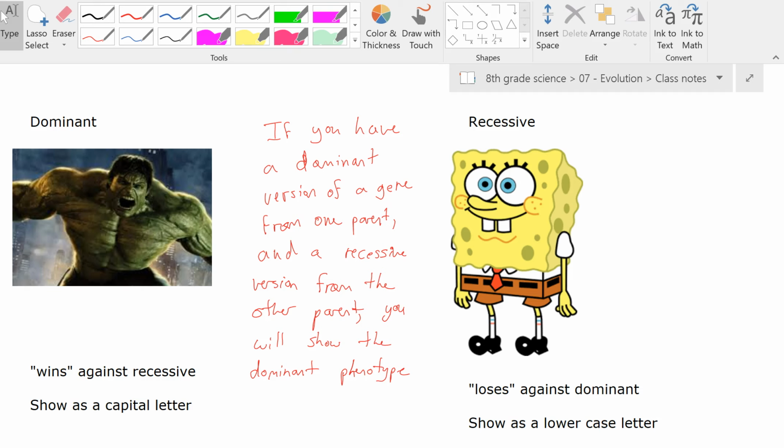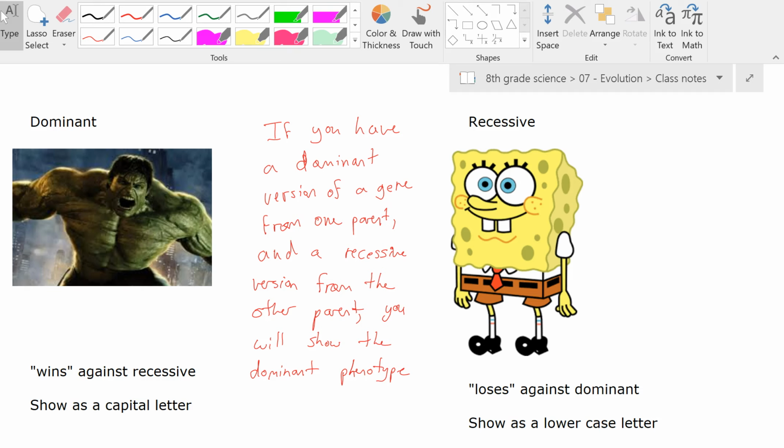Well, that's a fairly one-sided fight. I think the Hulk is going to win. Even if we've got the two of them together, Hulk wins. If we have two Hulks fighting, well, one of the Hulks is going to win there. If we have two SpongeBobs fighting, one of the SpongeBobs is going to win here.